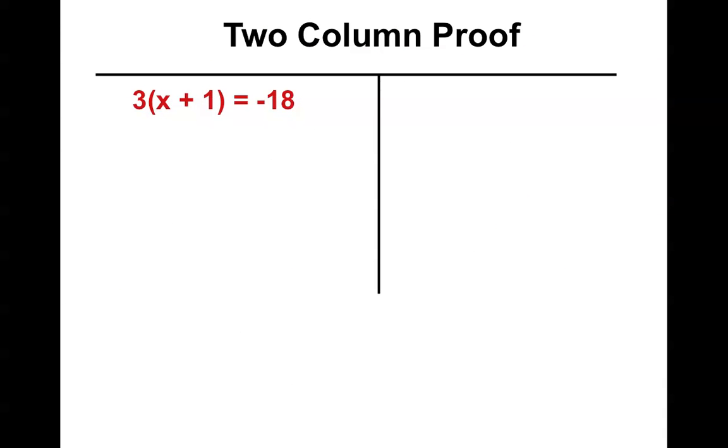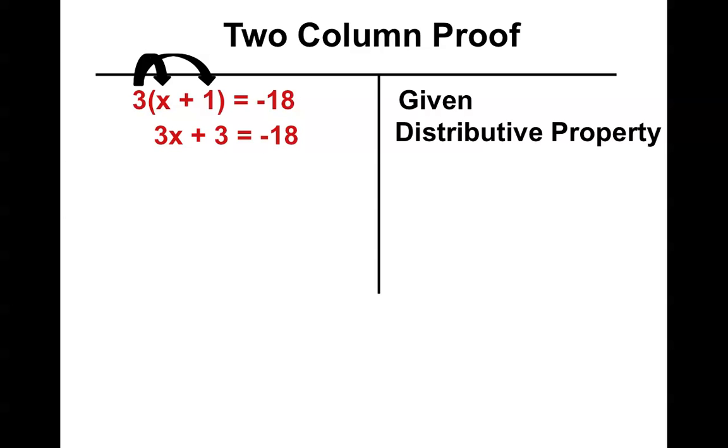Why did we decide to do this problem? That's right, because it was given. What did we do first? We used the distributive property where we distributed the 3 to the x and the 3 to the 1, making sure that we had 3 groups of x and 3 groups of 1's, which equaled 3. So that is known as the distributive property.